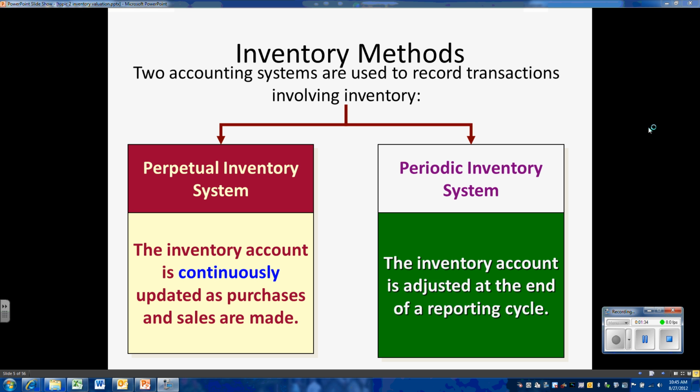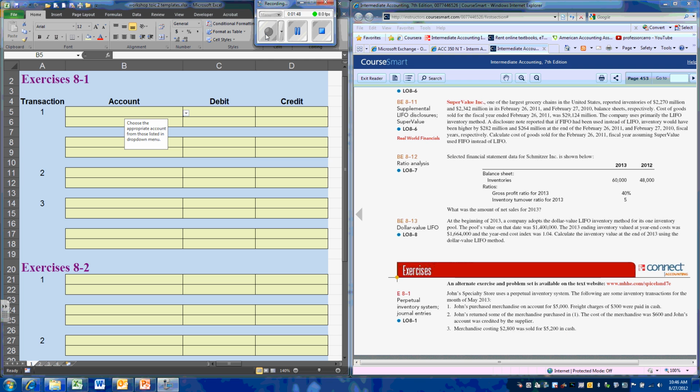We're going to begin by looking at some different inventory transactions under both the perpetual inventory system and the periodic inventory system. For our workshop, we're going to be using two exercises from the textbook. For the perpetual inventory system, we're going to begin with exercise 8-1. We have a retail store using the perpetual inventory system, and three transactions that we are going to prepare journal entries for.